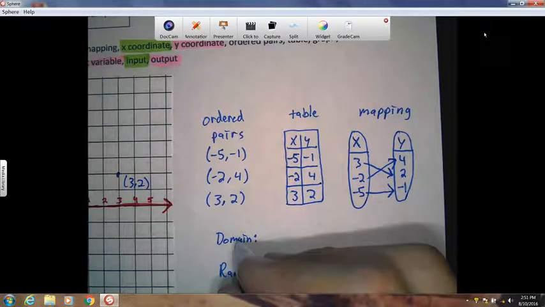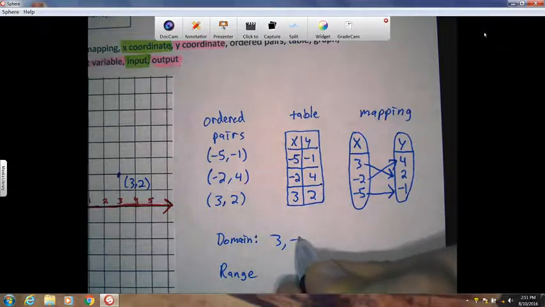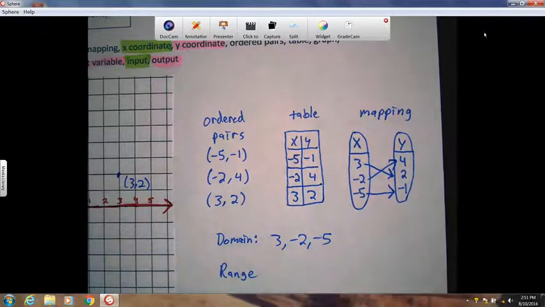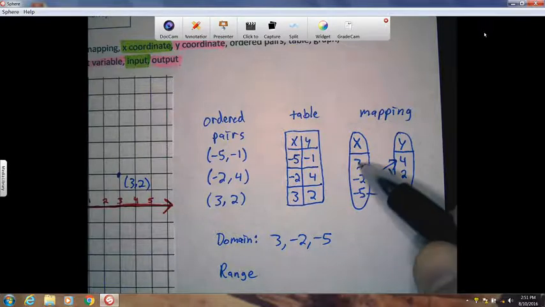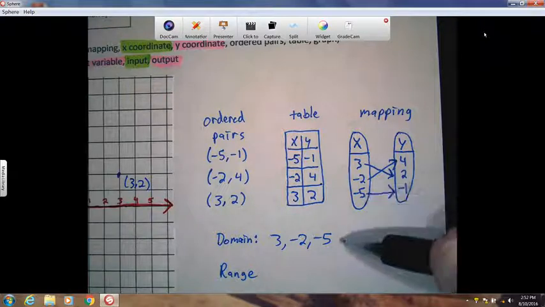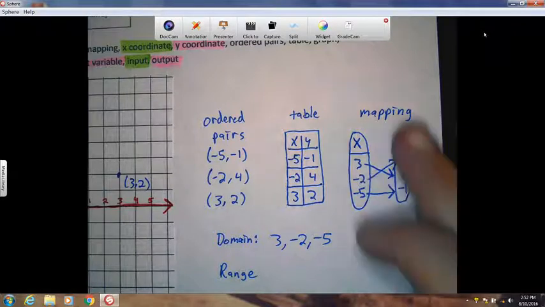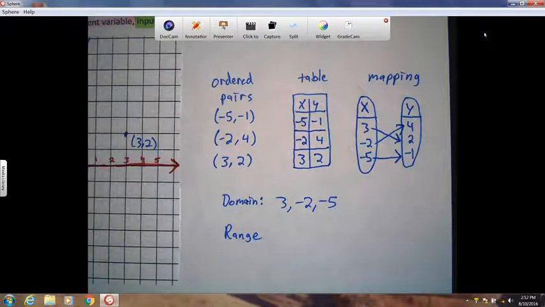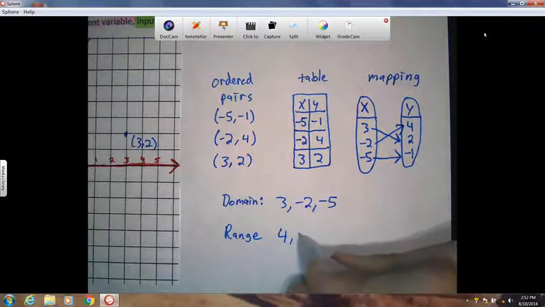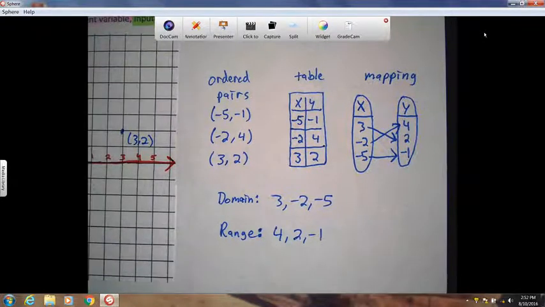Now domain are possible X values. So my domain is -5, -2, and 3. This is my domain. Possible X values. My 7 is not part of the domain because 7 is not an X value. It's not possible. And my range is possible Y values. So it's -1, 2, and 4. Nothing else is possible, so it's not part of the range.